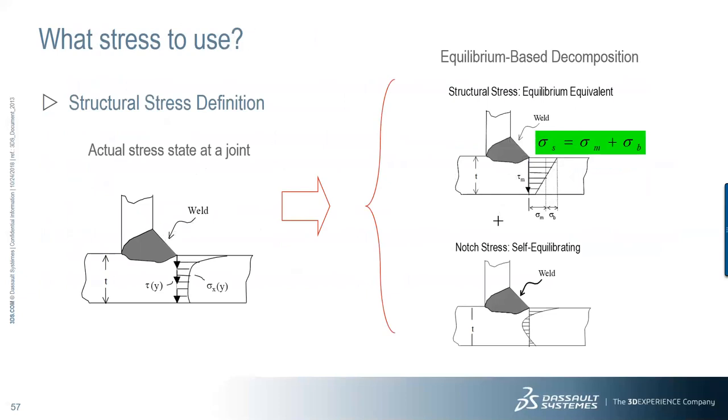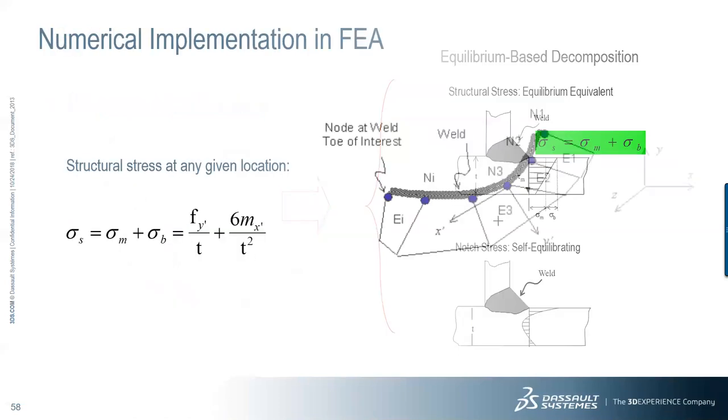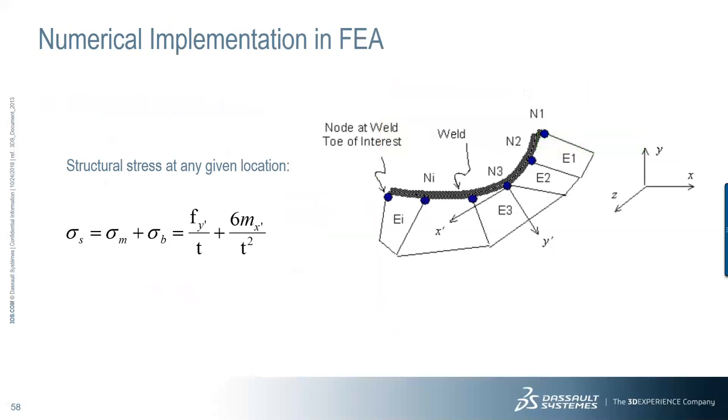The actual stress state of a joint, like the T-joint example we were looking at earlier, can be decomposed into structural stress and notch stress. What we focus on in Verity is the structural stress. Structural stress at any given location comes from the summation of the membrane stress and the bending stress. In Verity, that dark black line represents your weld.